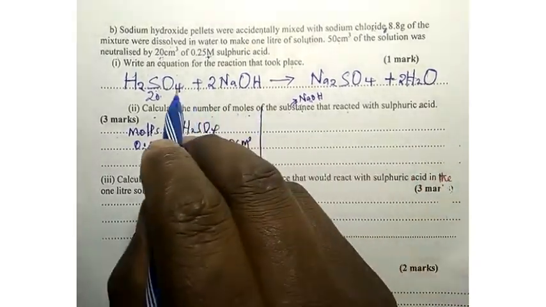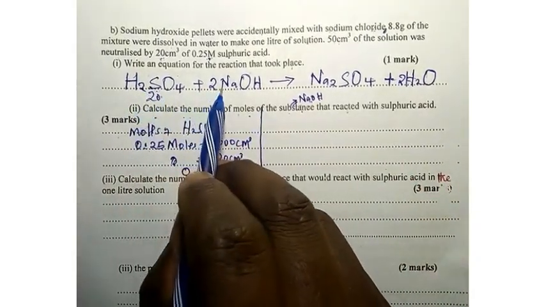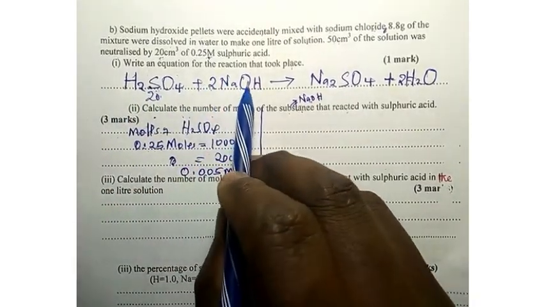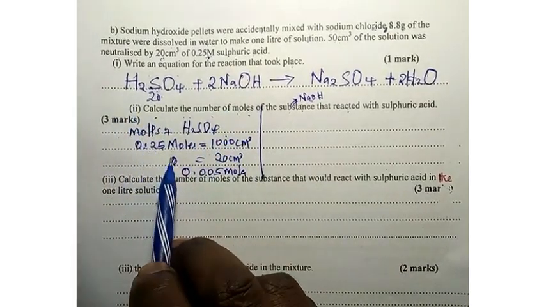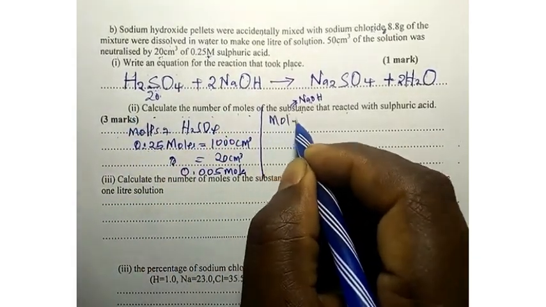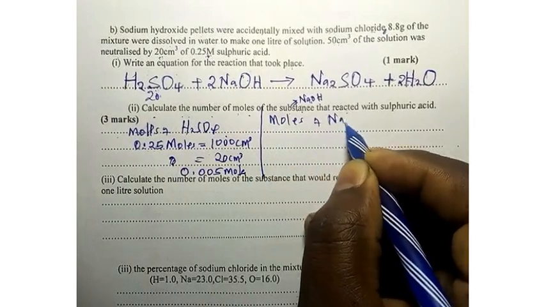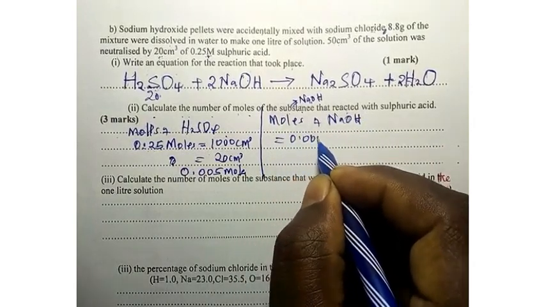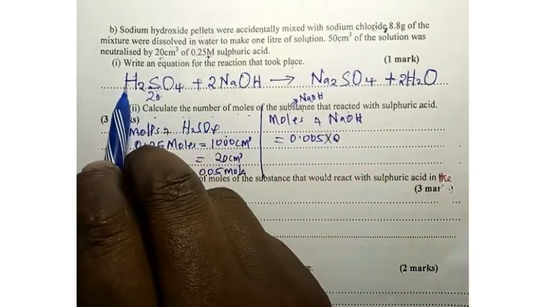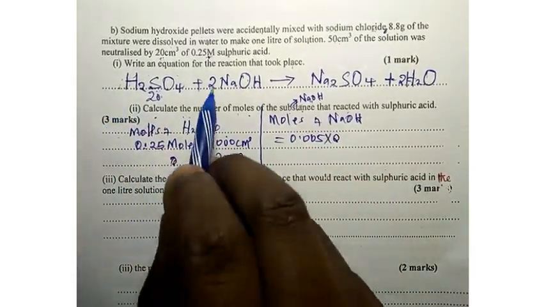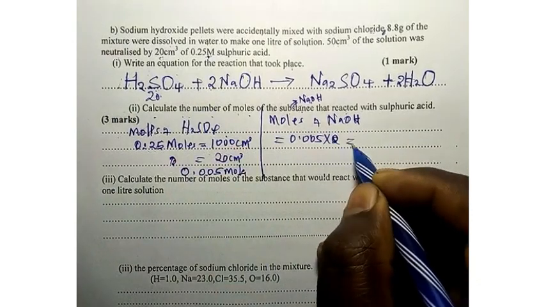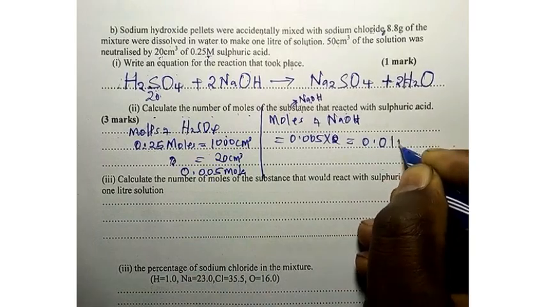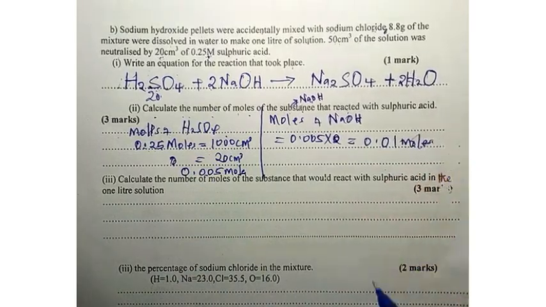Since the mole ratio for sulfuric acid and sodium hydroxide is 1 to 2, it means that the number of moles of sodium hydroxide is going to be twice the number of moles of this. So moles of sodium hydroxide is 0.005 times 2 because of the ratio. This is 1 and this is 2. This one would give us 0.01 moles. That is it.